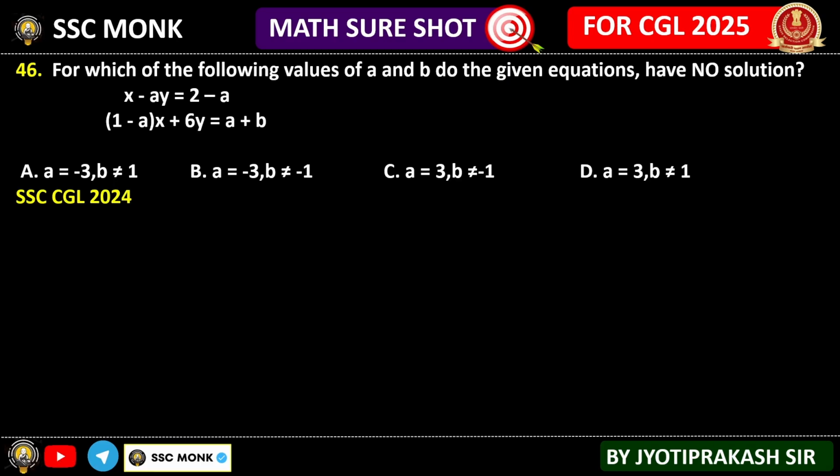Two equations have no solution when a1 by a2 is equal to b1 by b2 is not equal to c1 by c2. So here a1 by a2, 1 by 1 minus a, is equal to minus a by 6, which should not be equal to 2 minus a by a plus b. When you find out the relation, you will get the answer. So this is a basic homework for all of you.